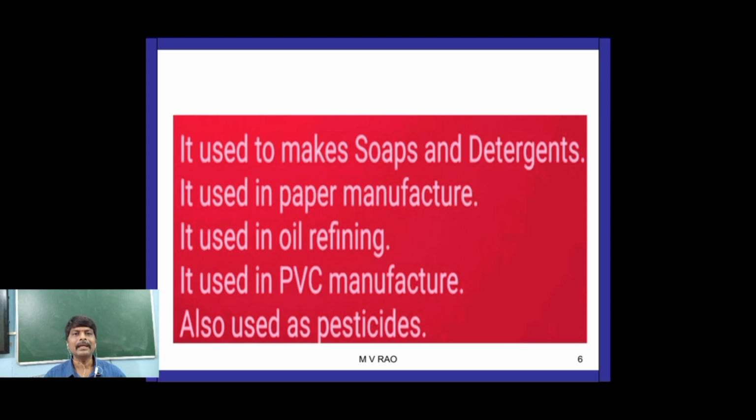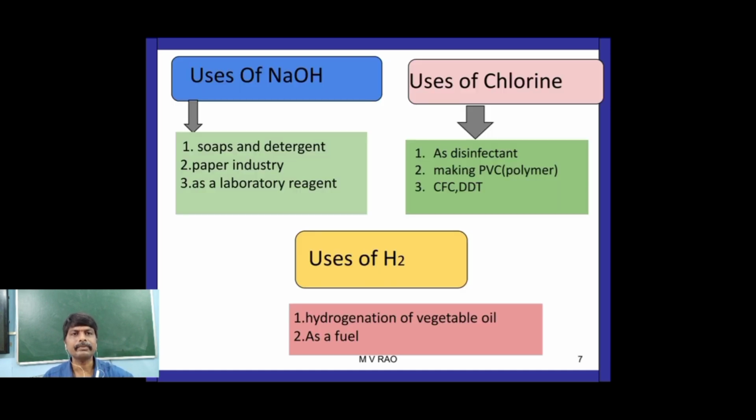So what is the use of sodium hydroxide? It is used to make soaps and detergents. It is used in paper manufacture. It is used in oil refining. It is used in PVC manufacturing. It is also used as pesticides. What are the uses of sodium hydroxide? Making soaps and detergents, paper manufacture, oil refining, PVC manufacture, and it is used as pesticide also.